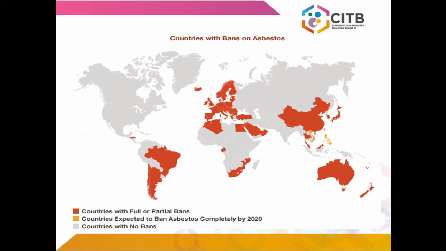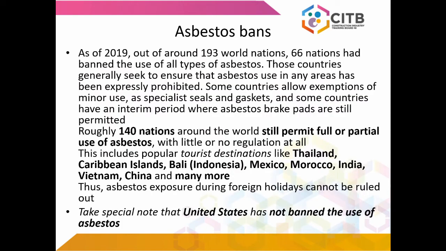Here we have a map of the world showing countries who have banned asbestos. As of 2019, out of around 193 world nations, 66 nations had banned the use of all types of asbestos. Those countries generally seek to ensure that asbestos use in any areas has been expressly prohibited. Some countries allow exemptions of minor use, such as specialist seals and gaskets, and some countries have an interim period where asbestos brake pads are still permitted.